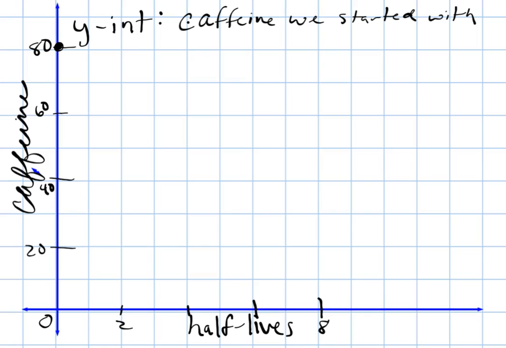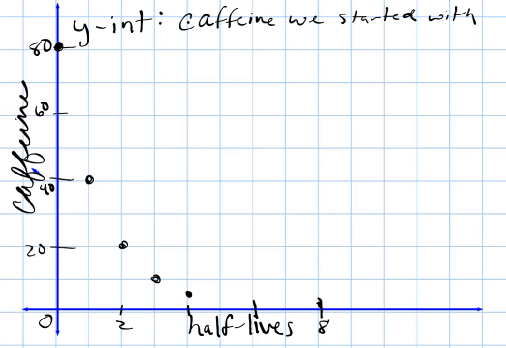Okay? After one half-life, how much caffeine was in her system? 40. After two? After three? After four? After eight? 0.3125. I want this to be linear, but it is not. It sounds like it should be. It's just because it touches the 80.